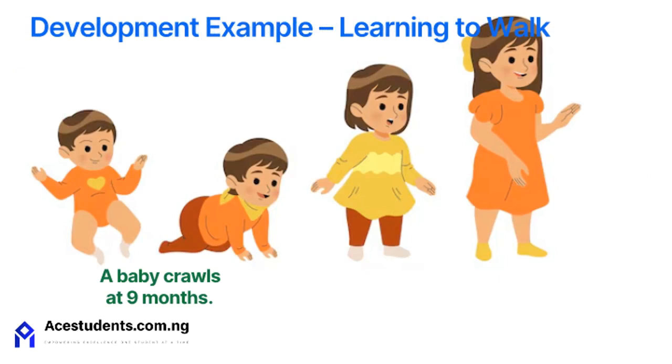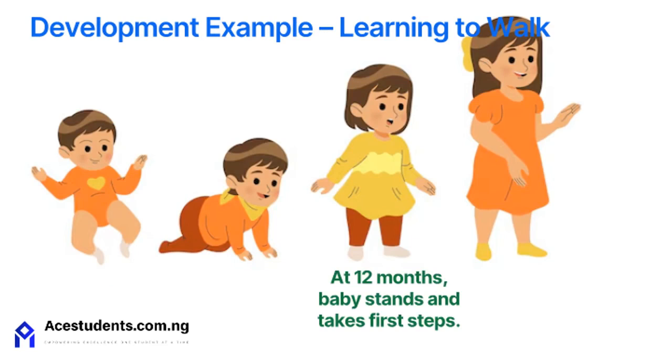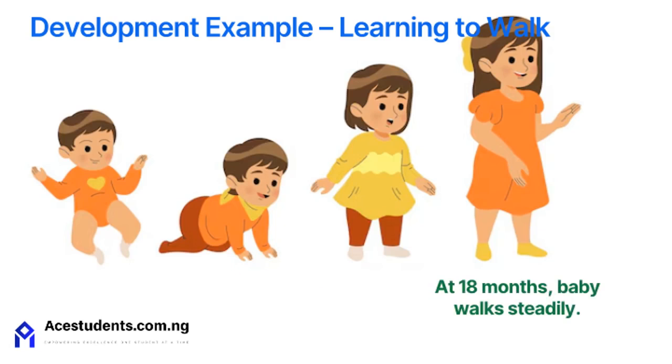Now let's look at a development example. At 9 months, a baby starts crawling. 3 months later, the baby stands and takes first steps. This is development, gaining a new ability. By 18 months, the baby walks steadily without support. That shows further development of muscle control and balance.